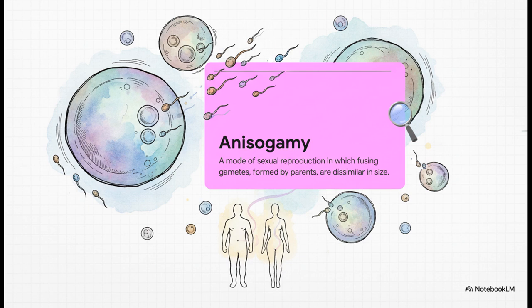Now, I know that word sounds super technical, right? But the idea behind it is actually incredibly simple. It just means that sexual reproduction happens when two different types of sex cells, or gametes, come together. And the only thing that fundamentally separates them is their size.